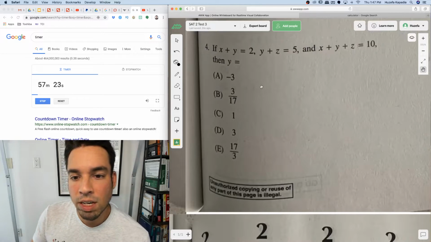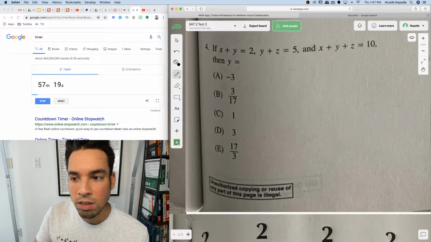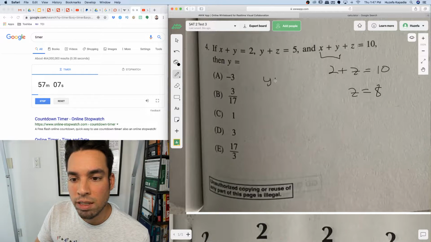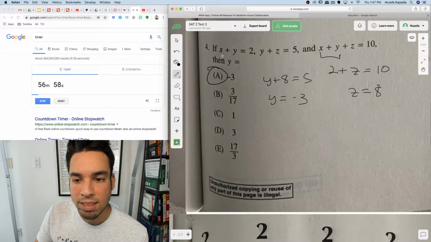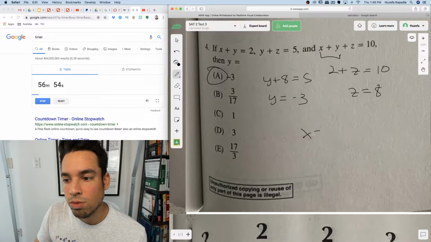All right, next, if x plus y equals 2, y plus z equals that, x plus y plus z equals 10. So x plus y equals 2 and y plus z. So I'll replace x plus y with 2 plus z equals 10. So z equals 8. If z equals 8, then y equals negative 3. Negative 3 plus 8, negative 3, and then x equals 5. 5 plus 8 is 13. Yeah, it works.